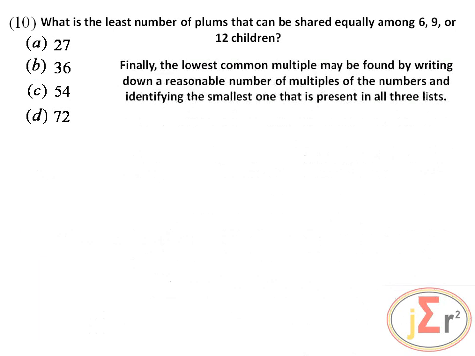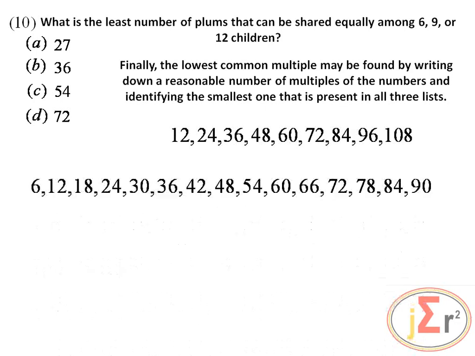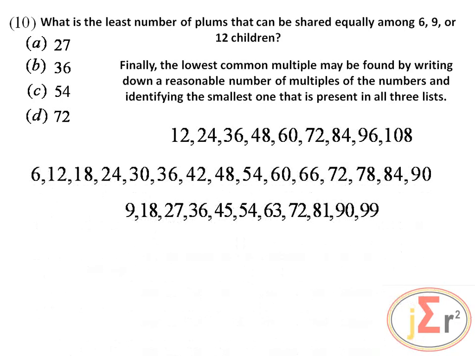Here we have another take. Finally, the lowest common multiple may be found by writing down a reasonable number of multiples of the numbers and identifying the smallest one that is present in all 3 lists. There we have the 3 lists: a list of multiples of 12, a list of multiples of 6, and a list of multiples of 9.